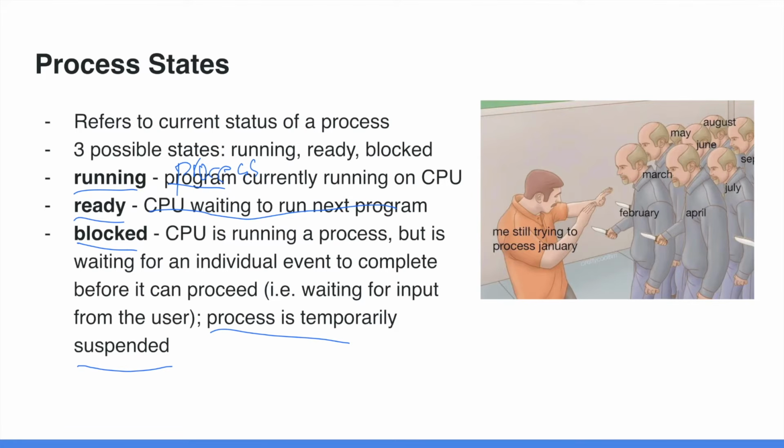So running means a process is currently being run. Ready means a process is ready to be executed and will be as soon as the CPU is done with the current work that's allocated to it. And then blocked means that a process has been temporarily suspended until some other necessary prerequisite event can be completed.